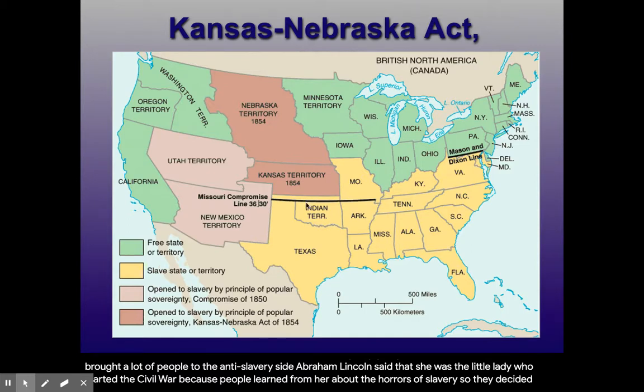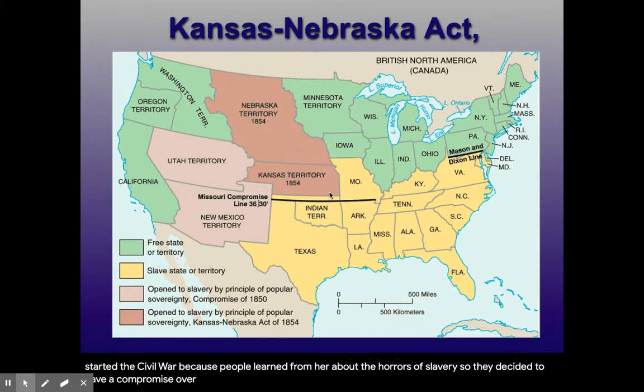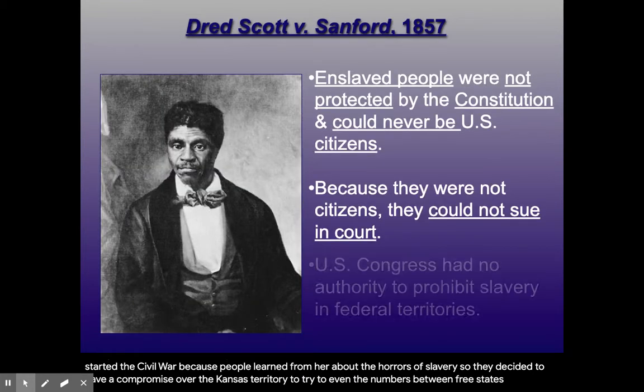So they decided to have a compromise over the Kansas Territory to try to even the numbers between free states and slave states.